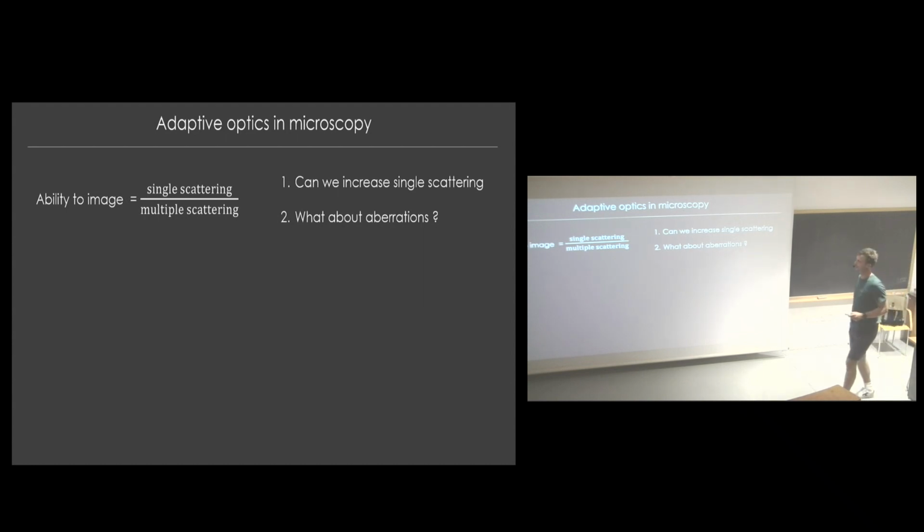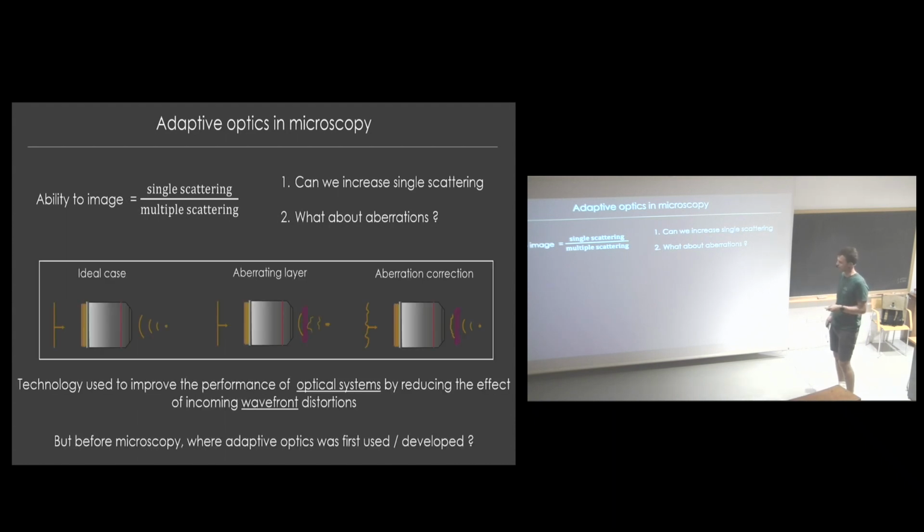So before, I told you that the ability to image was given by the single scattering over multiple scattering. Until now, we mostly dealt with rejecting multiple scattering. But actually, we can do a little bit on the single scattering, so we'll see how we can increase this contribution. And also, we'll deal with aberrations, because we only talked about single scattering and multiple scattering, but in between, there is a kind of blurred range with aberrations and with slowly varying scattering.